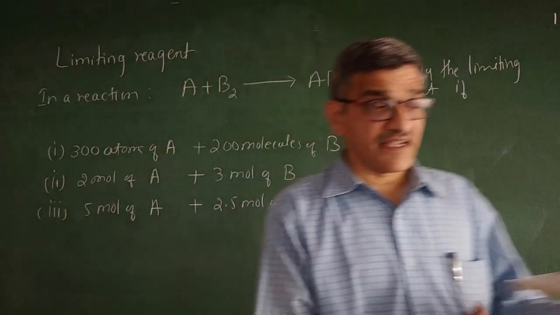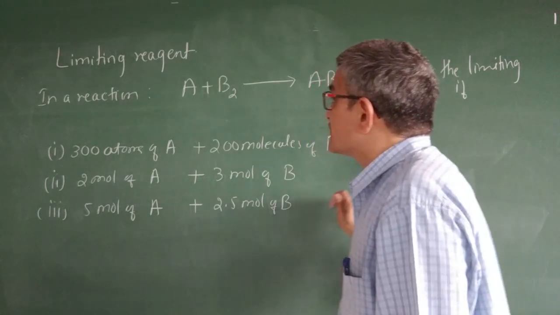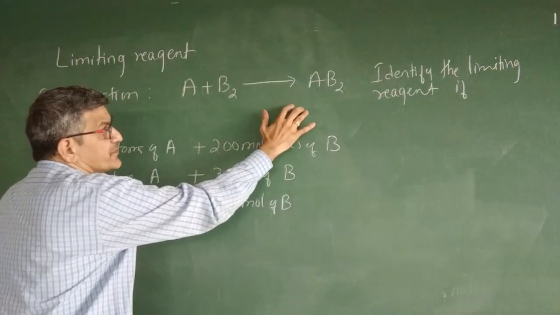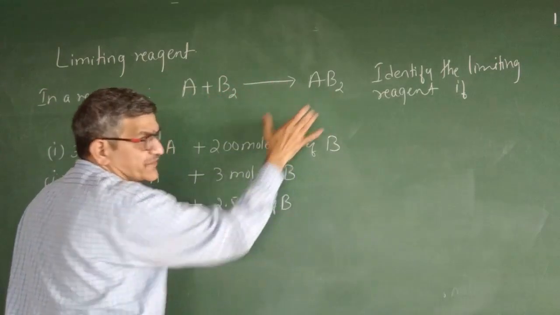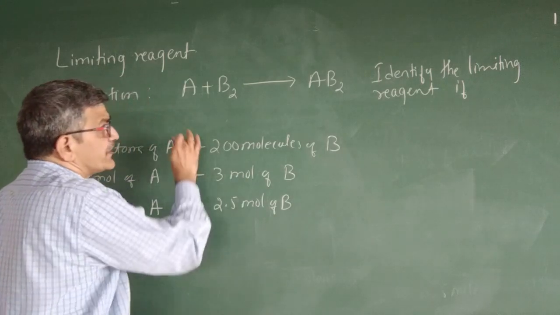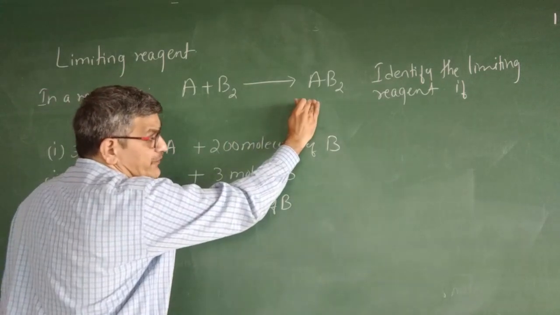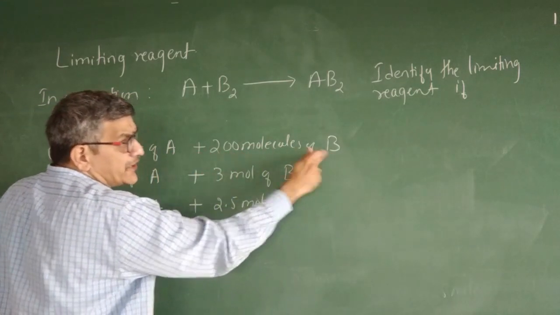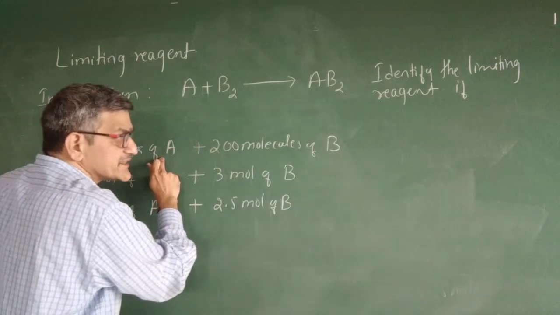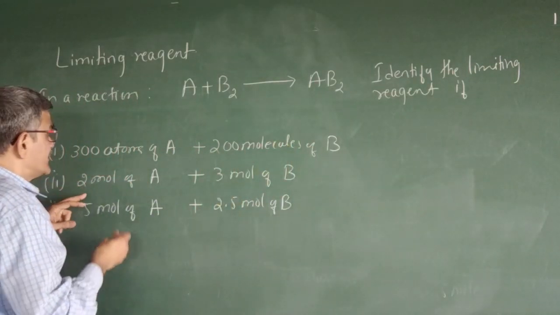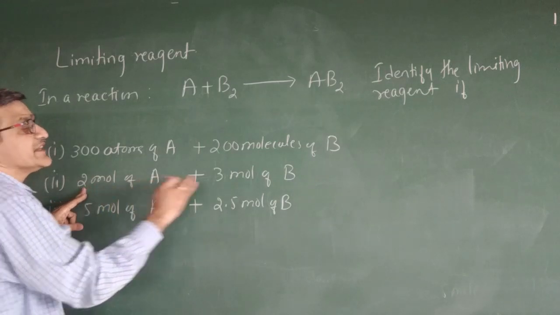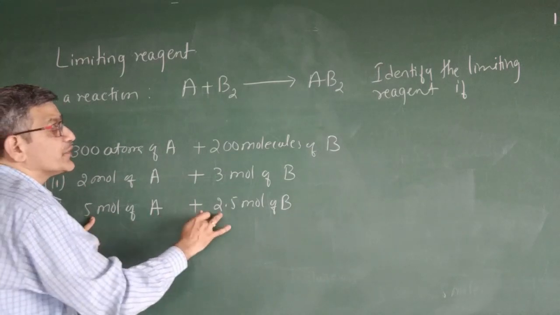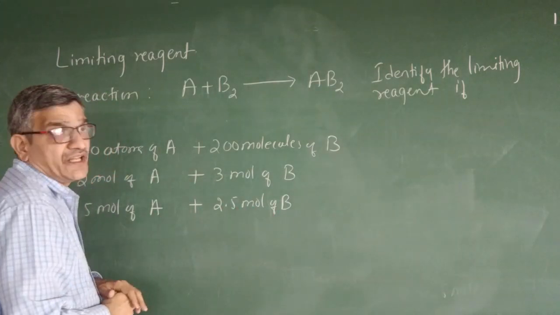Okay. If this is the case, then we have to find out what the limiting reagent is. So they have done the reaction. In this reaction, we have the reactants and this is the product. If you observe here, what is asked? If 300 atoms of A and 200 molecules of B, which acts as the limiting reagent, A or B? Then in the second case, if 2 mole of A and 3 mole of B, which is the limiting reagent? Similarly, 5 mole of A and 2.5 mole of B, which is the limiting reagent?